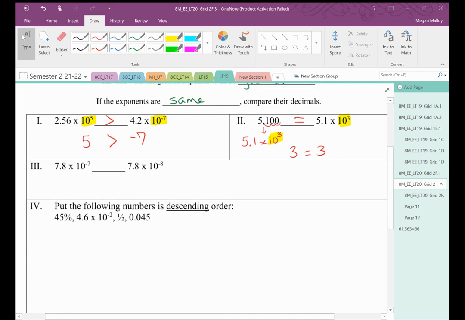Looking at my next example, I have 7.8 times 10 to the negative 7th compared to 7.8 times 10 to the negative 8th. All right, so looking at those exponents, 10 to the negative 7th, 10 to the negative 8th. So negative 7 compared to negative 8, and be careful with your negatives, negative 7 is greater than negative 8. Therefore, 7.8 times 10 to the negative 7th is greater than 7.8 times 10 to the negative 8th.